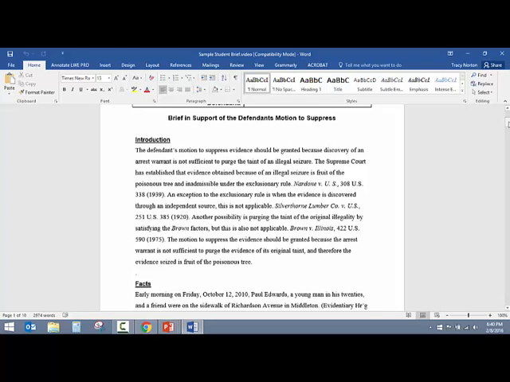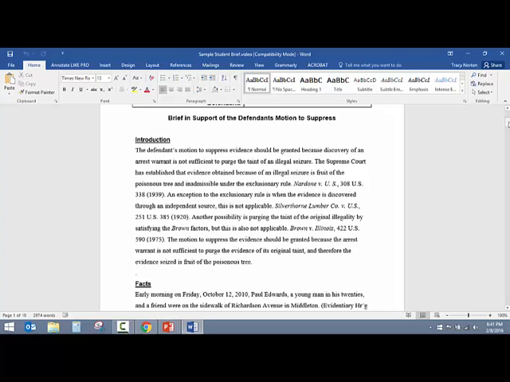And the reason that you believe you're entitled to it is because discovery of an arrest warrant is not sufficient to purge the taint of an illegal seizure. Then you go through and give a short justification. The Supreme Court has established that evidence obtained because of an illegal seizure is fruit of the poisonous tree and inadmissible under the exclusionary rule.